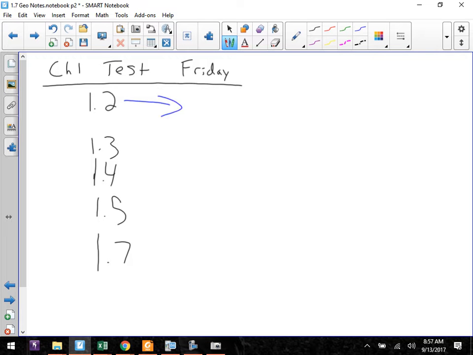Well, in 1.2 was all of your basic geometry terms. What I mean by that is, how do you label? How do you write a segment? What are names of lines? How do you label the planes? What constitutes a plane? What constitutes a line? What constitutes collinear, non-collinear, coplanar, non-coplanar, intersections, things like that. All of those terms and all of those things came through.